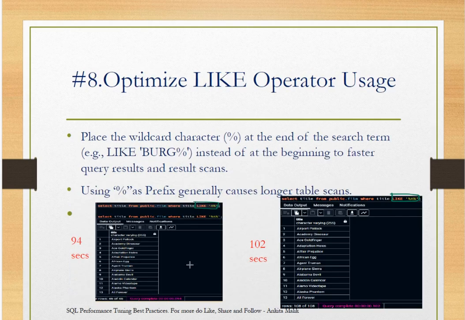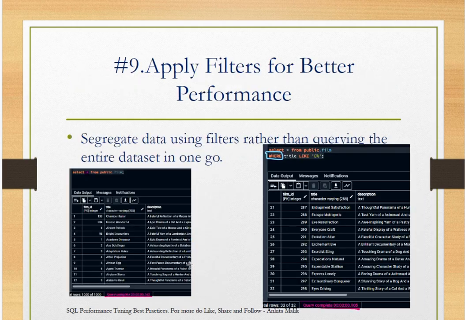Next is optimize the LIKE operator. The LIKE operator with a wildcard is recommended to be used as a postfix instead of a prefix. You can see the difference. We got the query results faster, within 94 seconds, while using it as a prefix delayed the results, and for the same results we got it in 102 seconds.